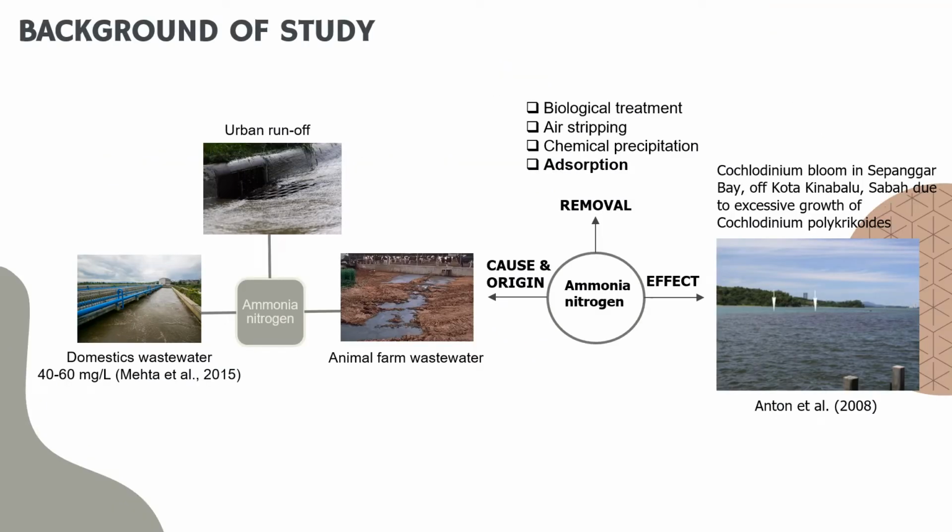Ammonia nitrogen is a compound that can mainly be found in urban runoff, domestic wastewater, and animal wastewater. Excessive discharge of ammonia nitrogen from wastewater to receiving water can endanger the ecosystem by encouraging excessive growth of algae, thus reducing the total use of oxygen. There are many methods used to remove ammonia nitrogen from wastewater, and one of them is through absorption.